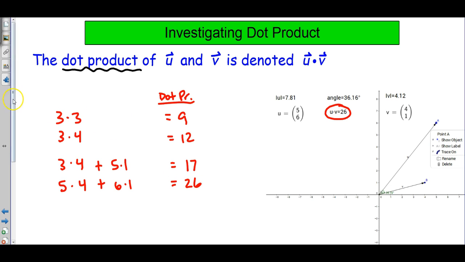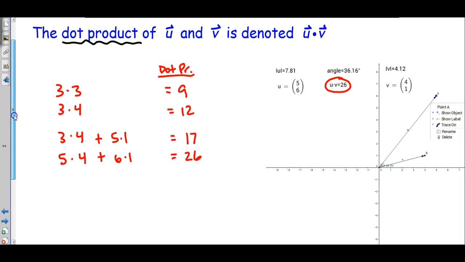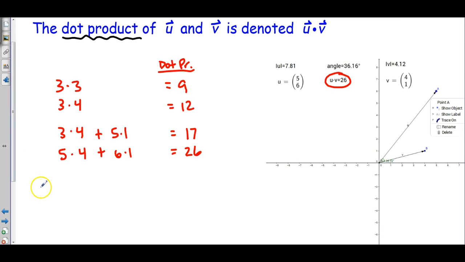So generally, if you had to describe what was going on here, basically the dot product is the sum of the products of the components of each component.